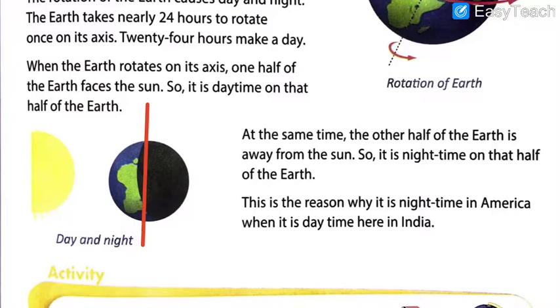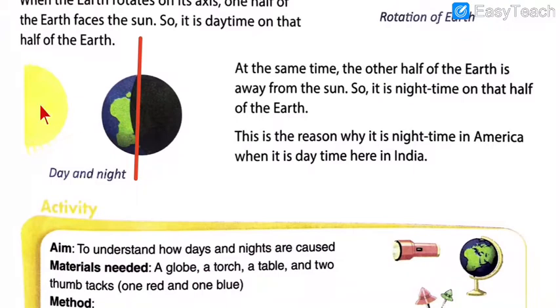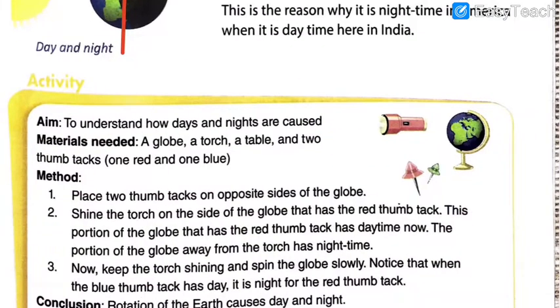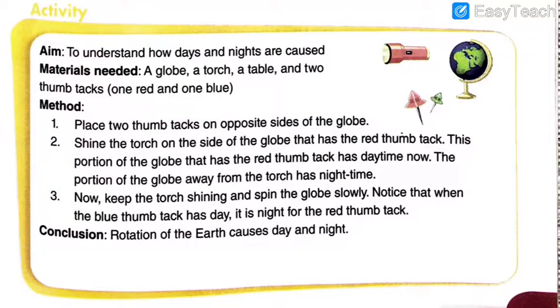Here you can see that a clear picture is given, and this is the reason why it is night in America but it is day in India, and this is why different time zones are there, because of the rotation. So now you know that all this day and night is because of the rotation of the earth. And we even discussed this activity. I hope you will do this.